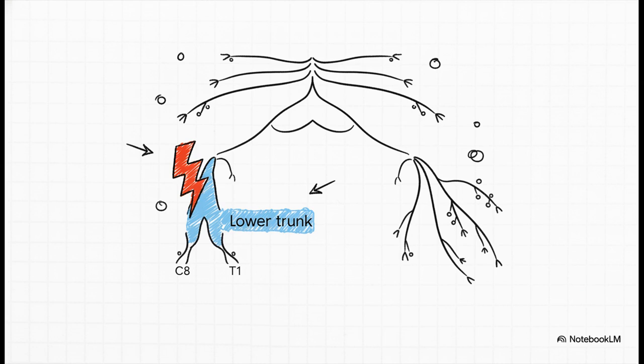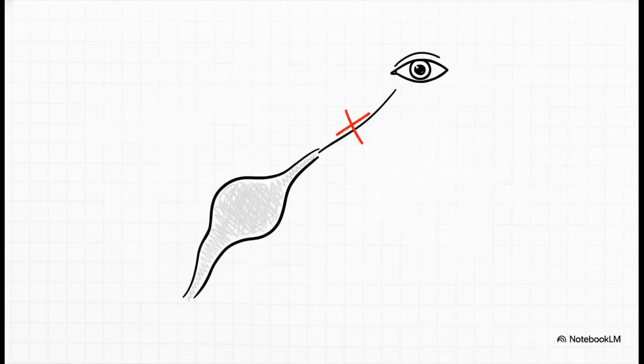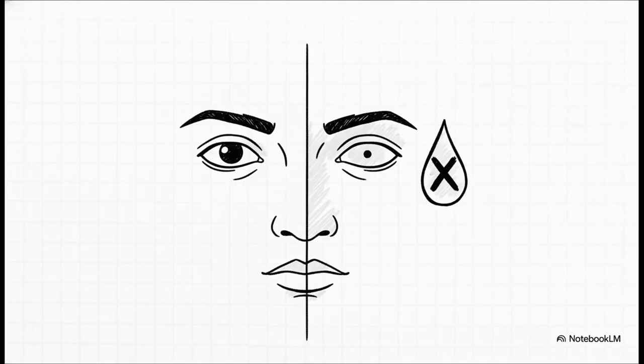Contrast that directly with Klumpke's paralysis. This one strikes the lower trunk at C8 and T1. It's caused by sudden hyperabduction, kind of like grabbing a branch while falling. It creates a claw hand. Here's the crucial point. Klumpke's also damages T1 sympathetic fibers, which triggers Horner syndrome. Definitely watch out for the classic triad here: drooping eyelid, constricted pupil, and zero facial sweating.